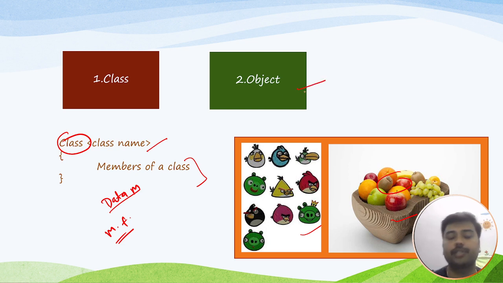Object, we can say, is an instance of a class. Instance of a class means that with the help of an object we can access the members of a class. So an object is very important to interface or interact with the class, and objects are also used to communicate between different kinds of classes.